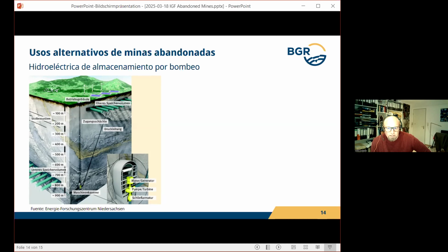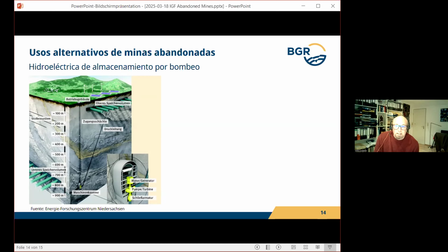They can use it as storage by pumping. This is already used on the surface, and now what you do is you pump water when there is excess energy, and then when you need energy again, you use the water to generate energy. So we could use this to store electricity and then generate electricity when it is needed.